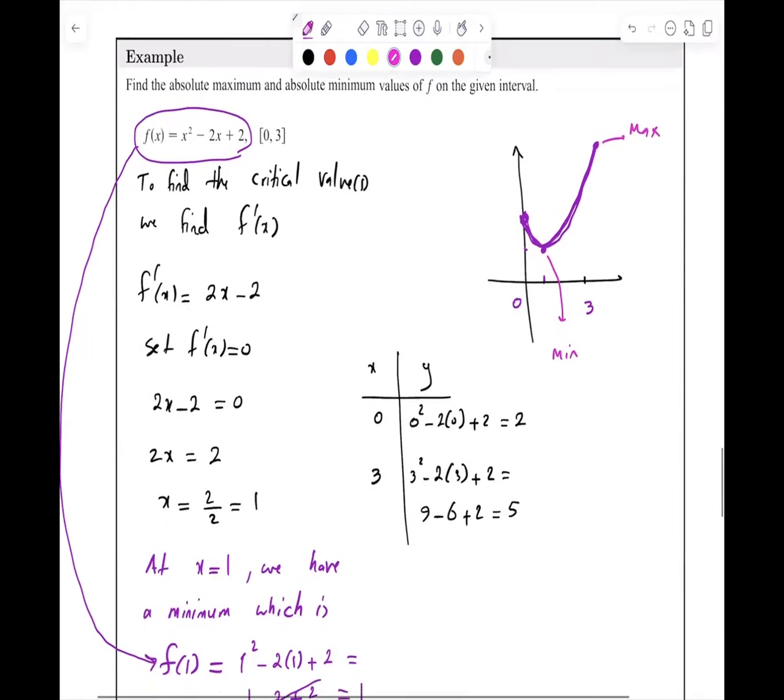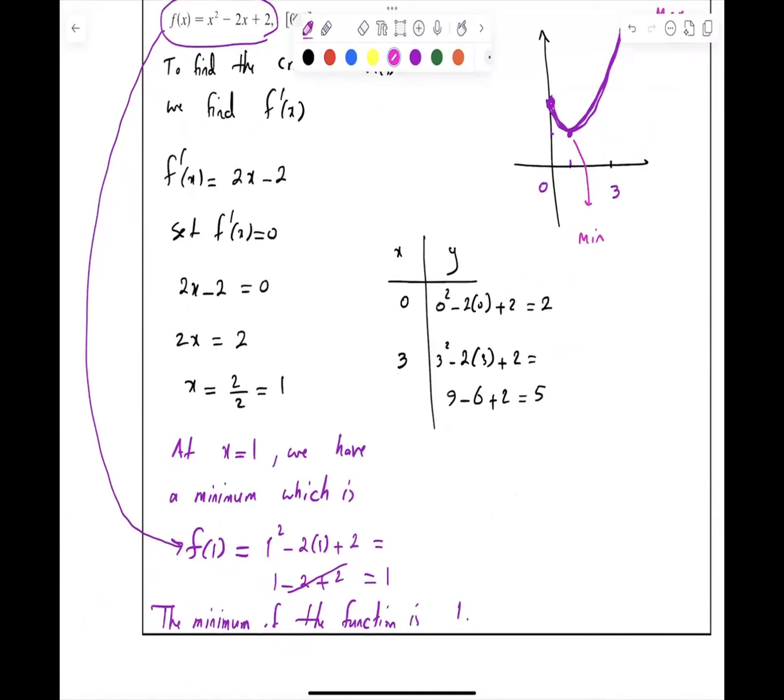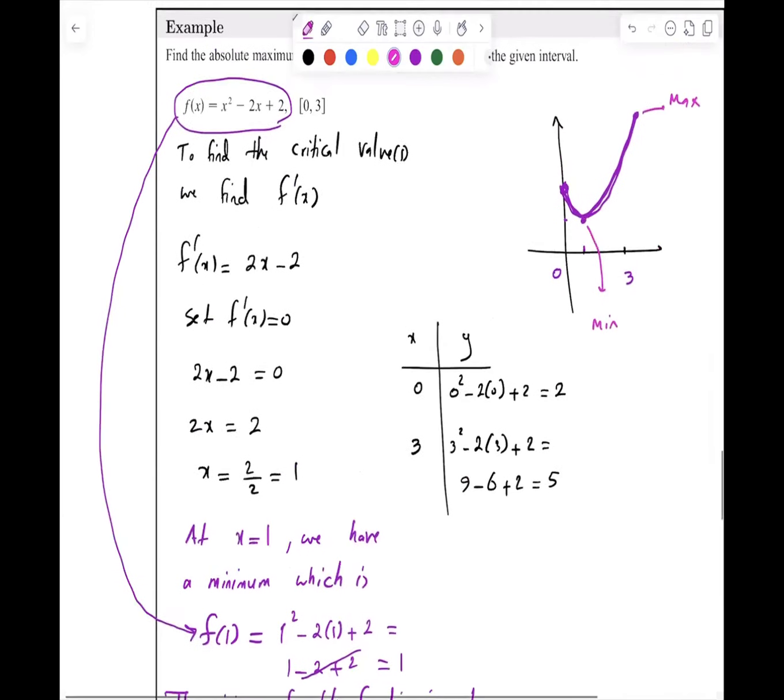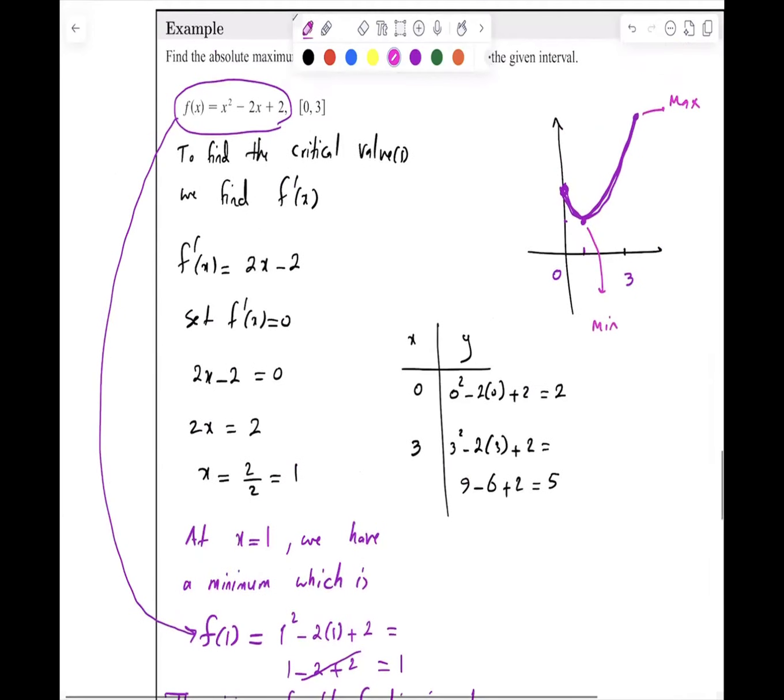That's how we analyze different types of functions, finding their minimum and maximum. We find the derivative of the function, set it equal to 0 to find the critical value. Then if we have a specific interval, we need to plug in those values into the function to find the output values as well. Then we're going to compare the output values. For example, here I compared 2 and 5. Of course 5 is more than 2, so it means that you have a maximum at 5.